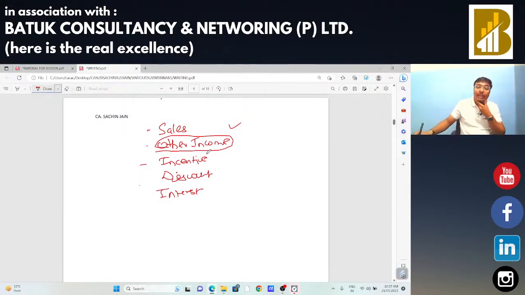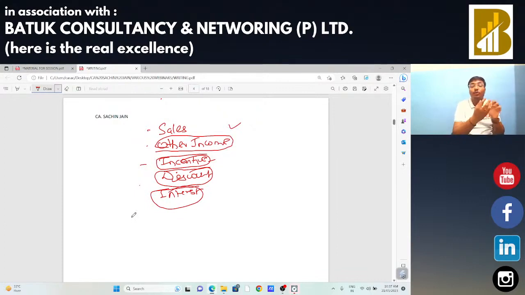Next, incentive. If there is any incentive, you need to check whether GST is paid on that particular incentive or not. Discount: if there is any discount, we need to check whether the GST adjustment on that particular discount received has already been done or not. Now, sir, in case of interest, the party will argue that this interest is on account of financial interest, on account of a loan. In that case there is no GST applicable.